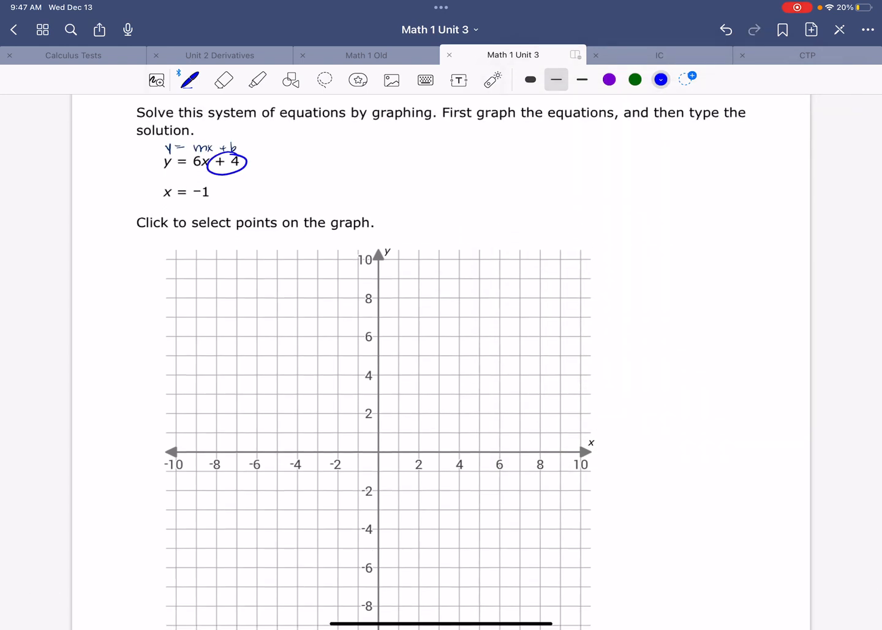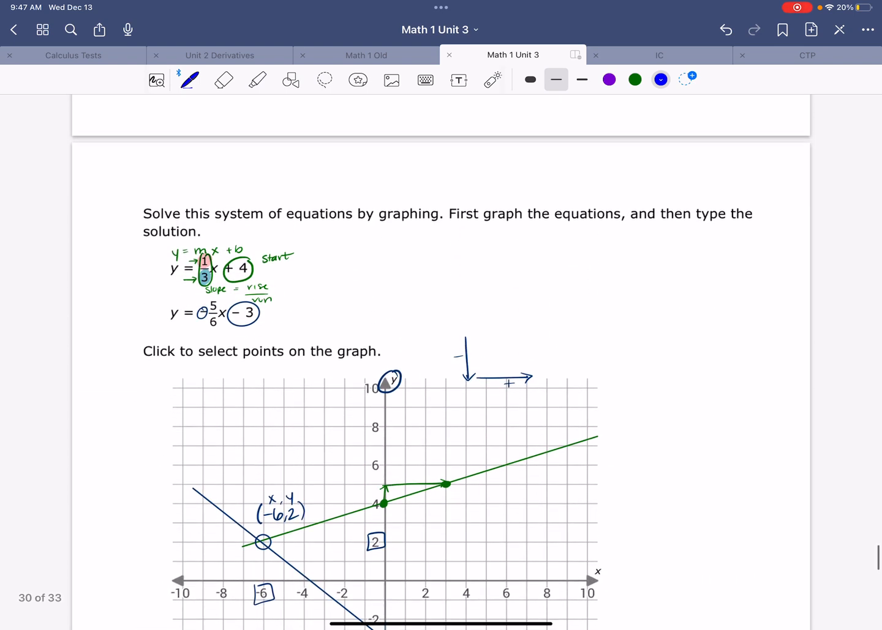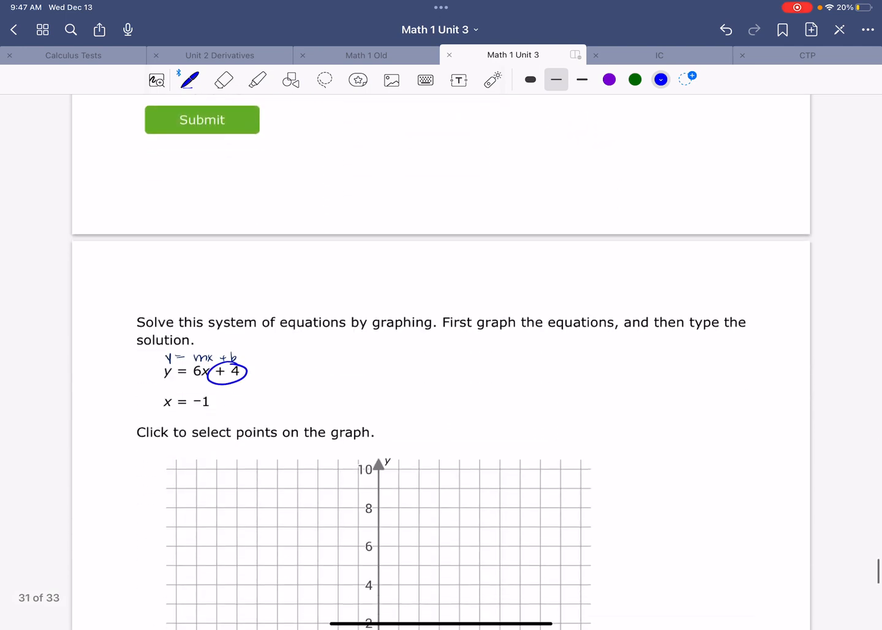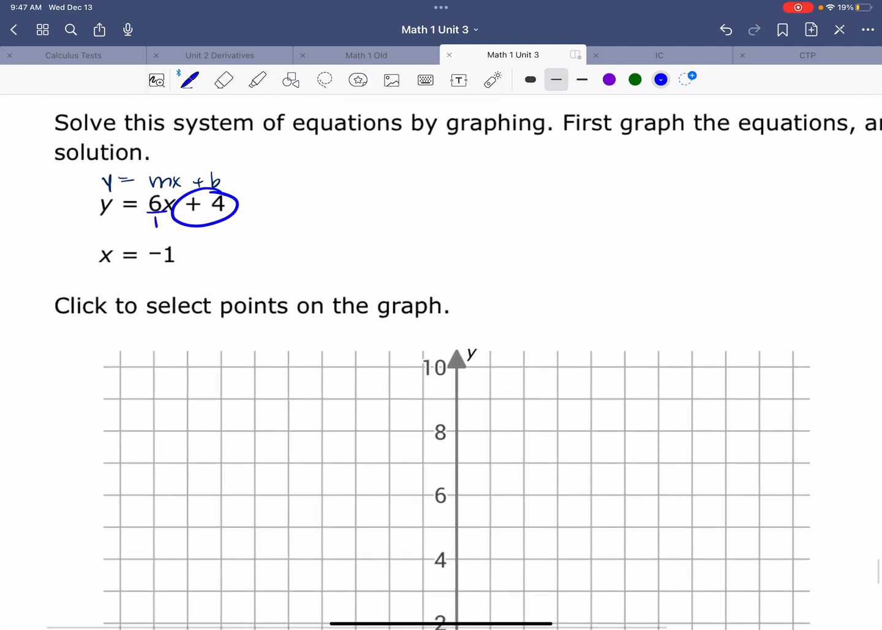This plus 4 means I start at 4, and 6, the number 6, notice how our previous problems were fractions, so we were able to pretty clearly identify the rise and the run. This 6, if you're just given a number, is over 1. Any number can be put over 1. So my rise is 6, and my run is 1.